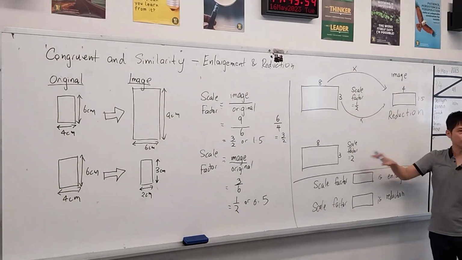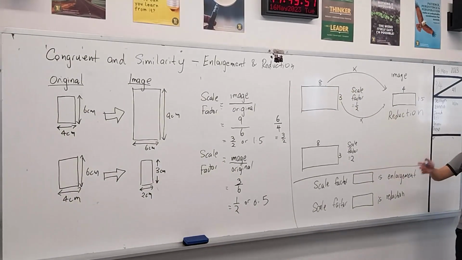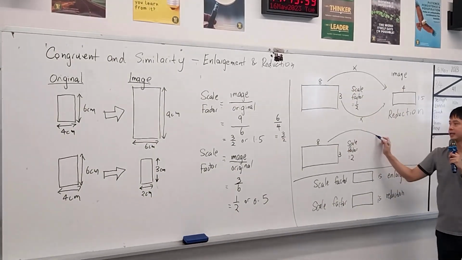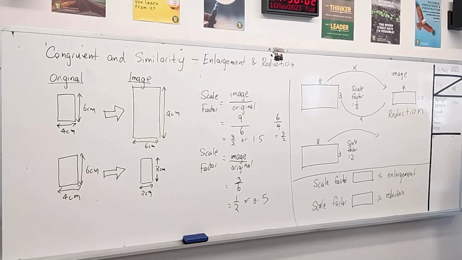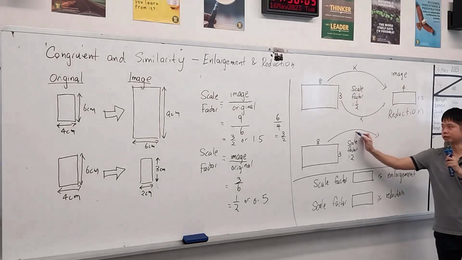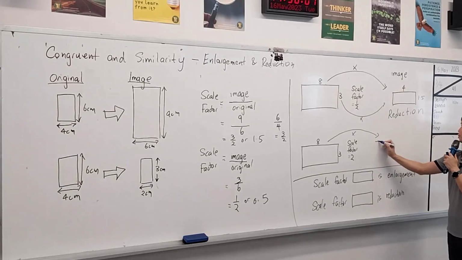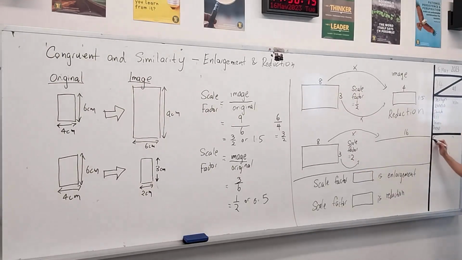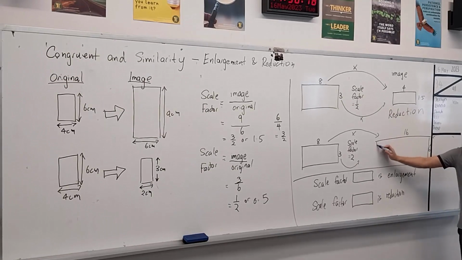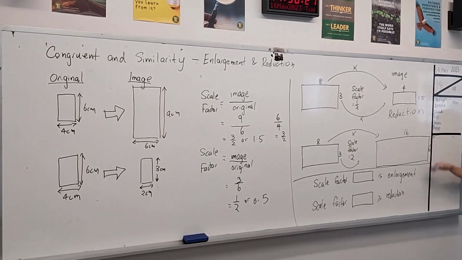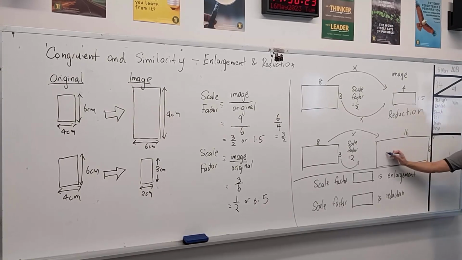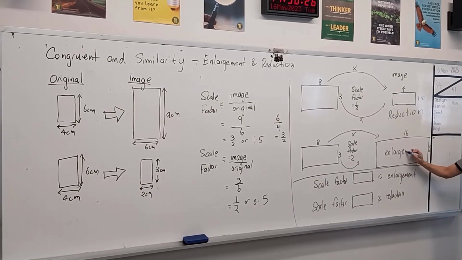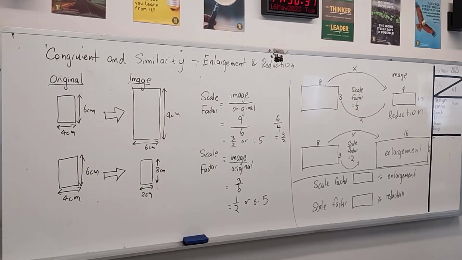Now, if the scale factor is 2 over 1, what will happen to the length? You times and get 16. So you will get a very big rectangle. It's not drawn to scale here because I have no space. What about the height? I will have a big rectangle with a height of 6. This is getting bigger, so this is called enlargement. If it gets bigger, it's enlargement; if it gets smaller, it's reduction.